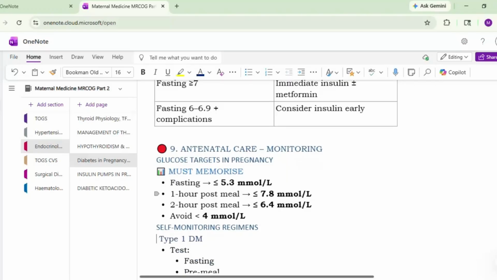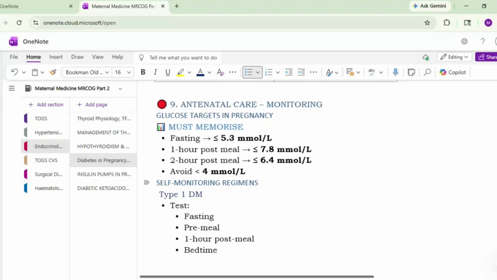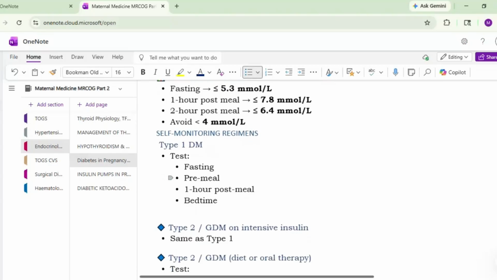Now coming to the antenatal care. Glucose targets during pregnancy: fasting should be less than 5.3 millimoles per liter, 1 hour post meal should be less than or equal to 7.8, and 2 hours should be less than or equal to 6.4. And always avoid blood sugar less than 4 millimoles per liter. So these target values and treatment values we have seen.